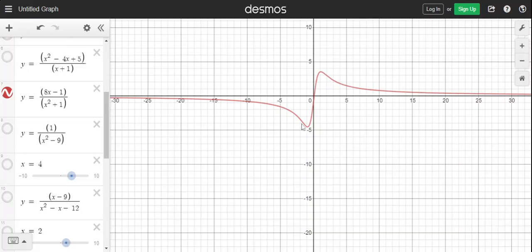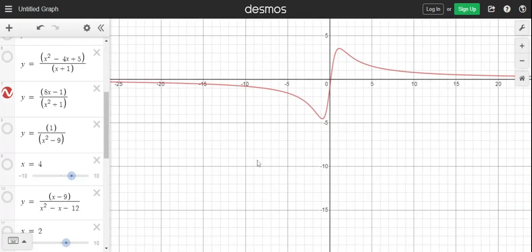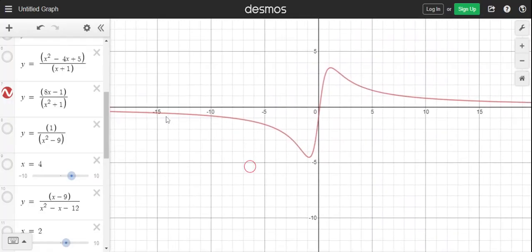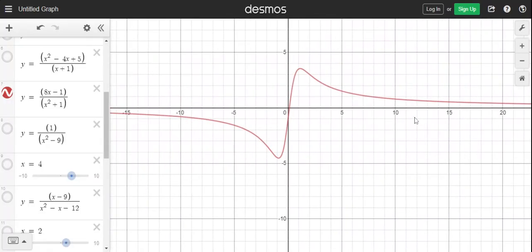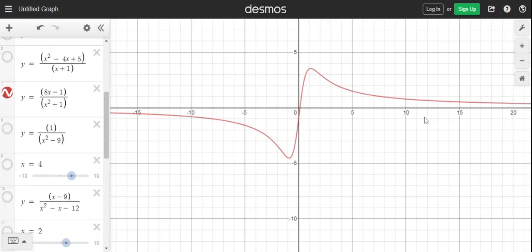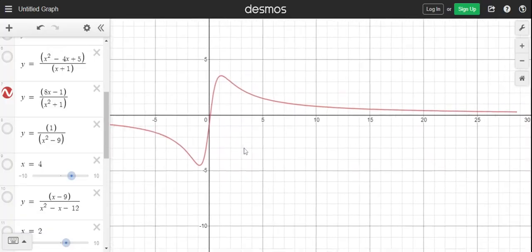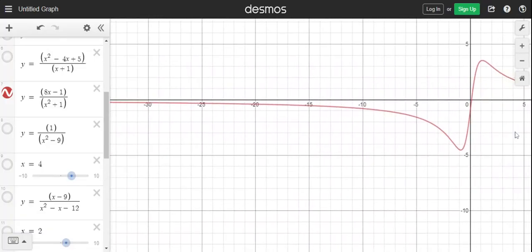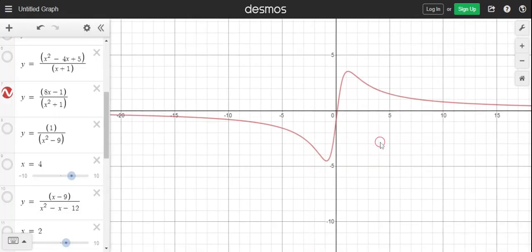So as you see, we don't have any vertical asymptote, but because the degree of the top is less than the degree of the bottom, we do have a horizontal asymptote whose equation is y equals 0. That is the x-axis. So you see that here, the x-axis plays the role of the horizontal asymptote, and as x approaches positive or negative infinity, then y approaches 0, either from above on the right hand side or from below on the left hand side. So this is just another example. No vertical asymptote.